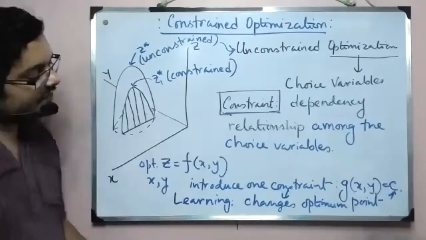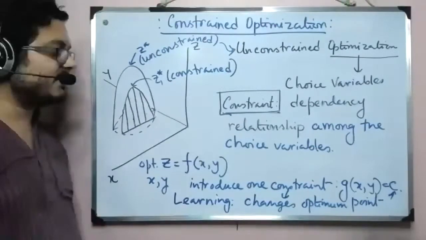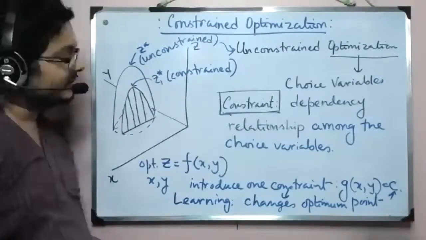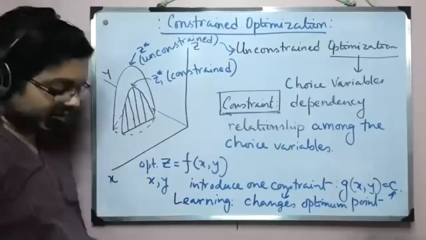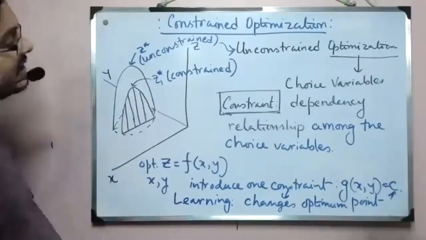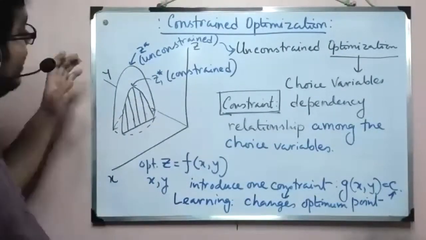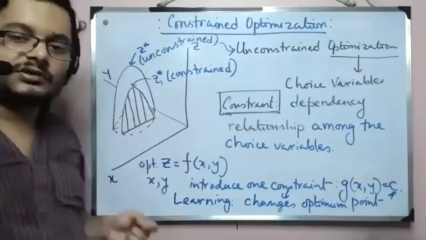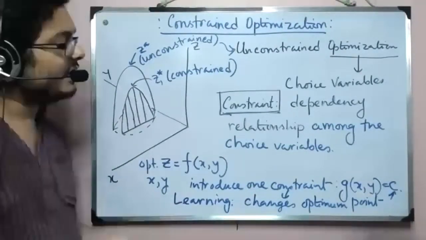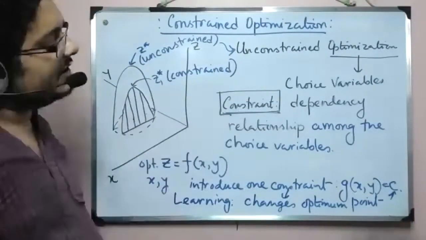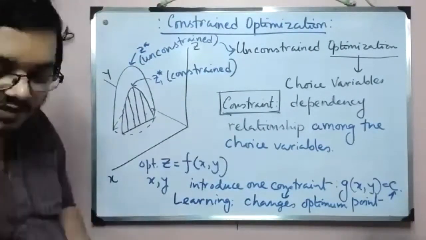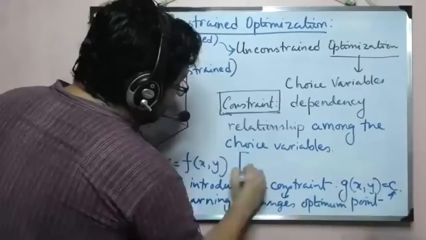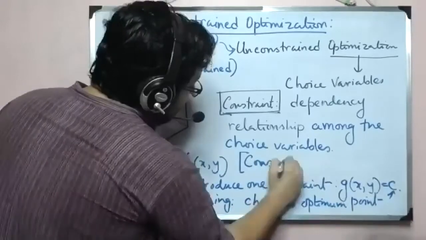Because if we consider such a constraint which does not change the optimum point, then there is no point in calling it a constraint at all. That will not give us a meaningful problem. It will be a waste of time. So we are interested in constraint optimization because that changes the optimum, and we are interested in finding those optimum values of our choice variables which satisfy a given dependency relationship. Obviously, we are interested in this from the point of view of economics, primarily because of this problem, consumer's optimization.